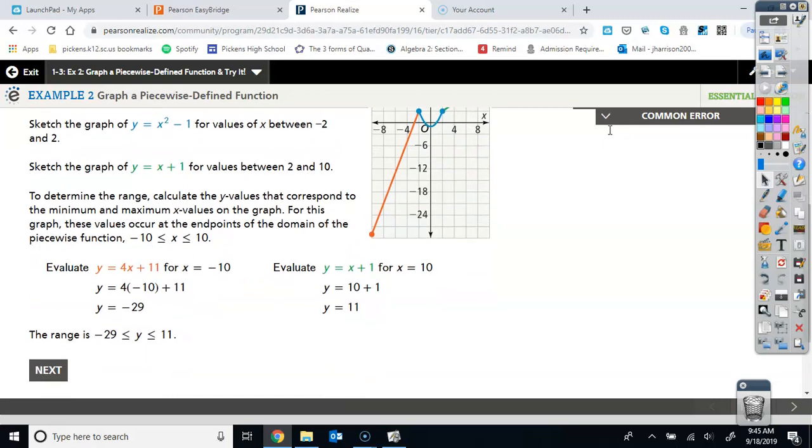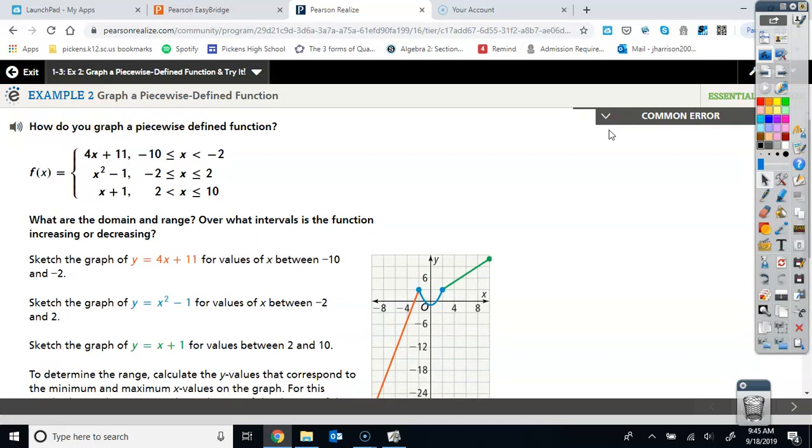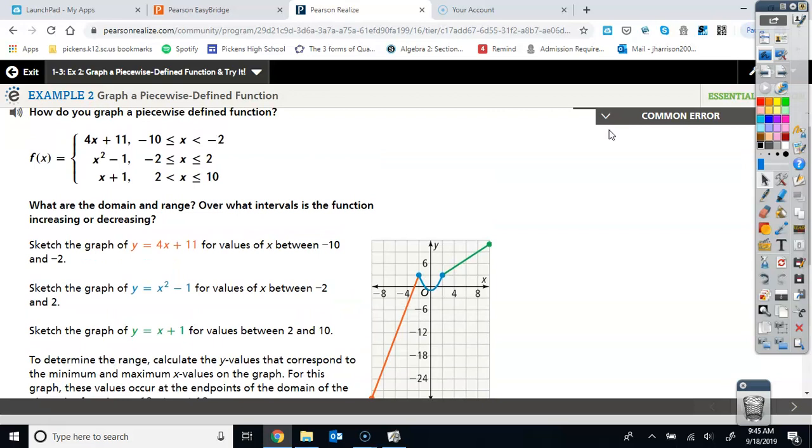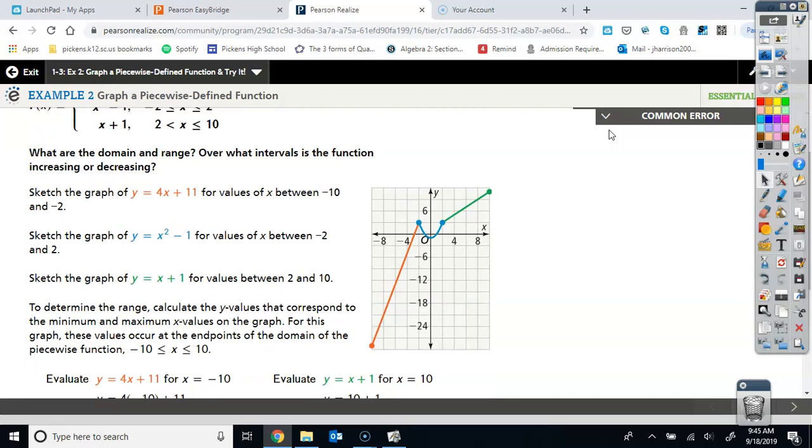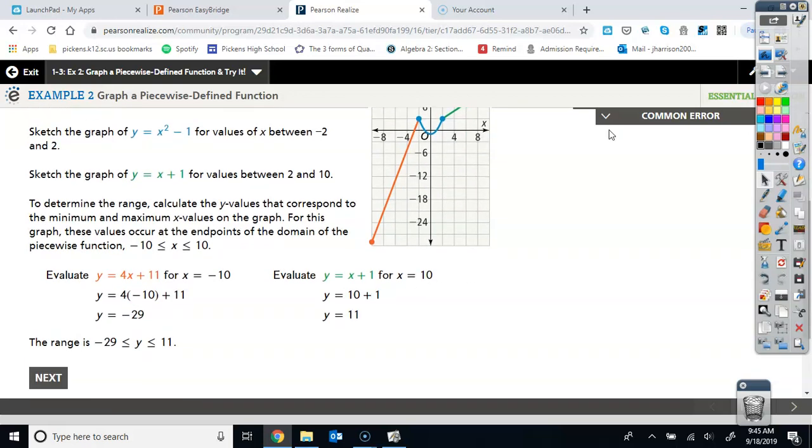Notice also this one in the textbook goes through and finds the lowest y value and the highest y value by plugging in the -10 and plugging in the +10 to this one, and it gives me the lowest y value is -29 and the highest y value is 11. So my range would be -29 up to 11.